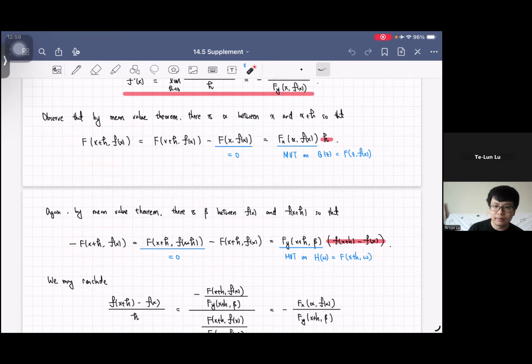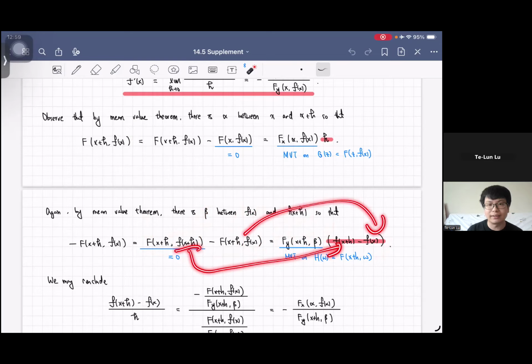And let us apply the MVT, mean value theorem, to the latter coordinate, because the first coordinate is the same, right? So it will be the same thing as f_y(x+h, beta), where beta is some value between f(x+h) and f(x) here. And you have the differences between the y coordinates, I'm saying it correctly. So that is f(x+h) minus f(x).